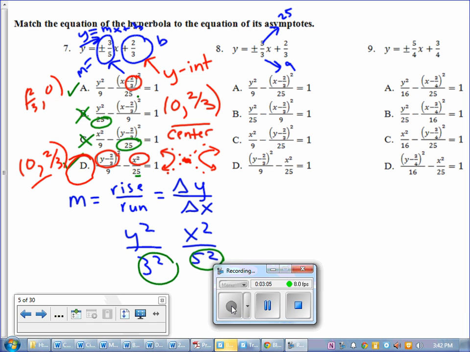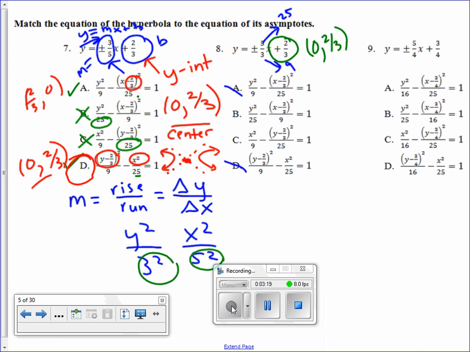So the y denominator is 25, so A is out, and D is out. B and C are still in. So now we're going to find the center. We see the y-intercept is 2/3 again. The y-intercept is where x is 0. So which of these two choices that are left over, B or C, which one has a y-intercept at (0, 2/3)? If you have a y-intercept at (0, 2/3), that means that nothing is being added to x, and you are subtracting 2/3 from y, because the sign's going to change. And that's going to leave us with C.